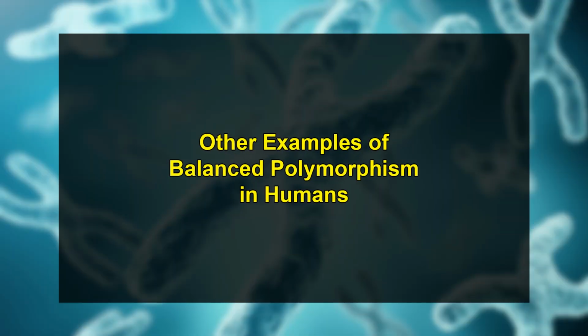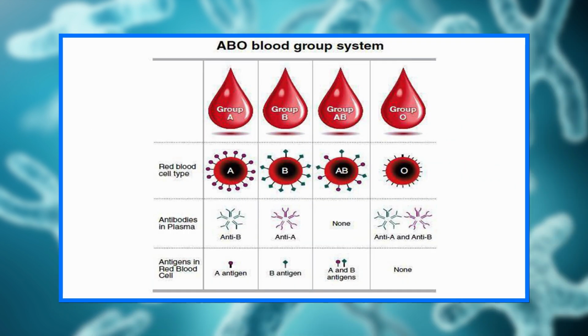Dear students, other examples of balanced polymorphism in humans. The blood group system in the human population also shows balanced polymorphism. The alleles for A, B, AB, and O blood groups do not show selective advantage over each other, and gene frequencies remain constant from generation to generation for each population.